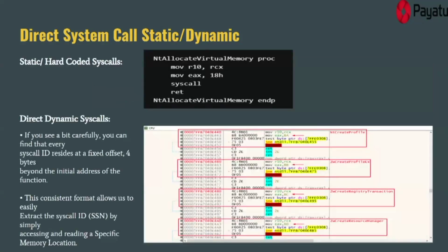NTDLL hooking. There are two ways of doing that. The first one is static hard-coded syscalls, and the second one is dynamic syscalls. The first one shows you that the syscalls are hard-coded in here, and the second one shows you all these system call stubs. You can see there is BA, BB, BC, and BD, so the system call numbers are incremented by 1. This is basically the algorithm which we can use to dynamically sort SSNs.